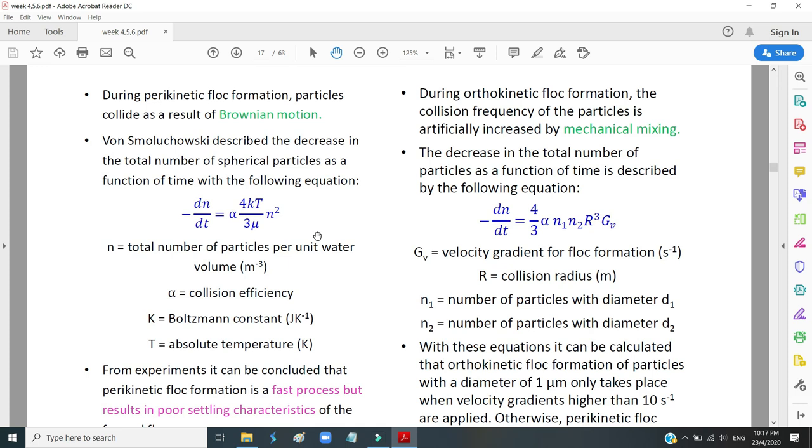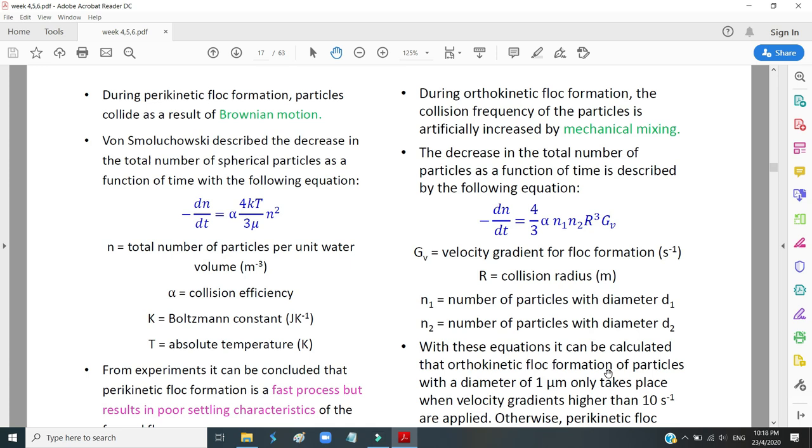But there's some difference. Here also 4 over 3, and also alpha, which is the collision efficiency. But what's different is it also has N1 and N2, which are the number of particles with diameter D1 and the number of particles with diameter D2. And then also has R, which is the collision radius, R cubed, and G, the velocity gradient for floc formation.